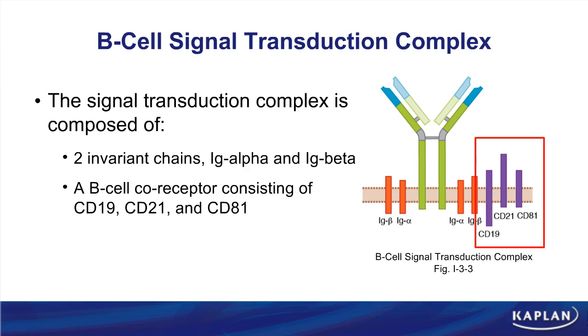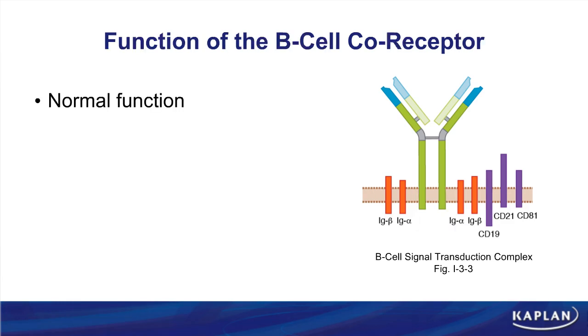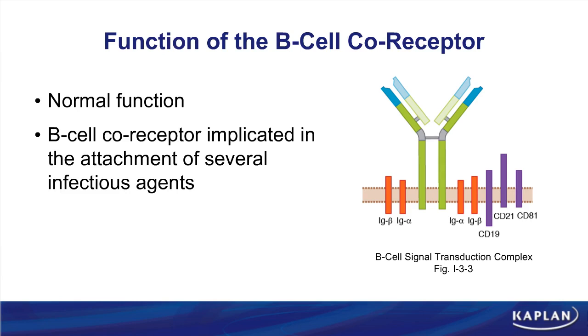We are going to talk about the co-receptor for a few other things that USMLE likes to focus on. Notice that the Ig alpha and Ig beta are composed of a heterodimer, and there are actually two, one on each side of the B cell receptor. The normal function of the B cell co-receptor physiologically is to bind to complement and serve as a signaling molecule to help activate B cells without T cell help. USMLE really enjoys the fact that the co-receptor is an attachment point for several different types of infections.